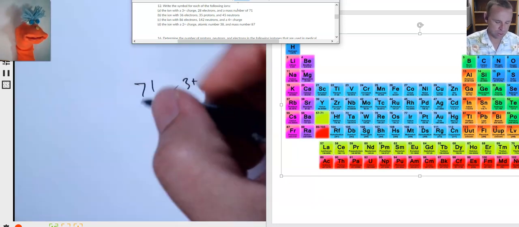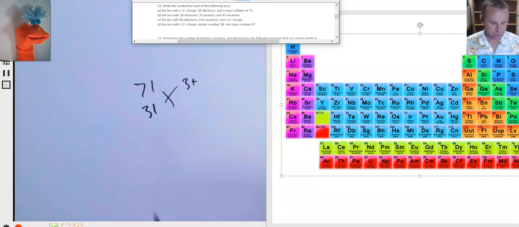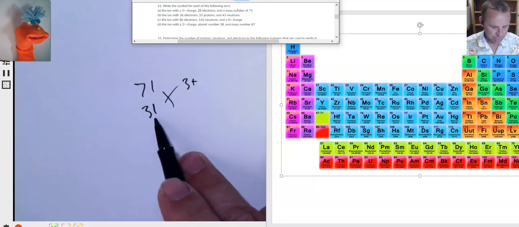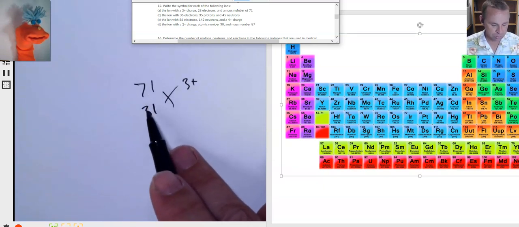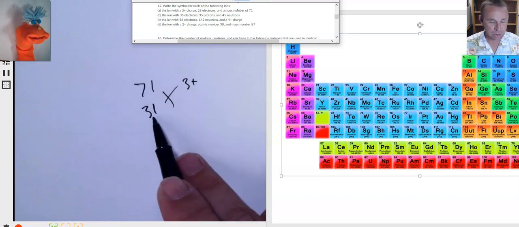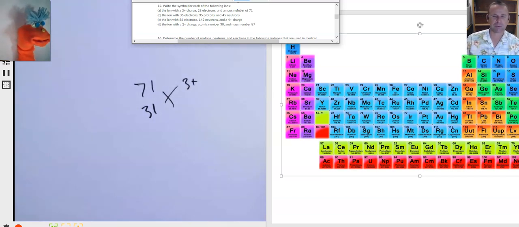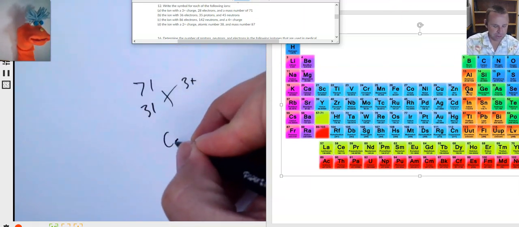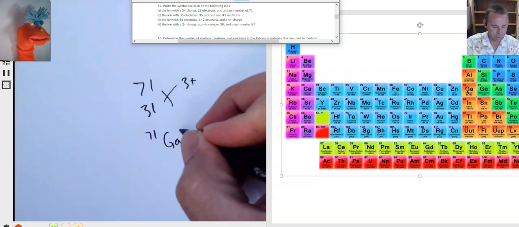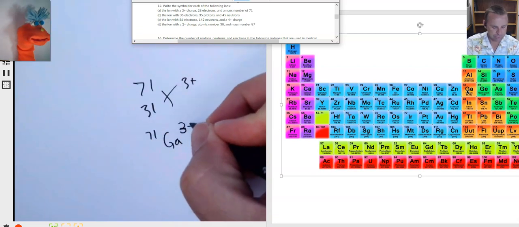So 28, 29, 30, 31 protons. 31 protons plus our mass number 71. So there's 40 neutrons, right? And a +3 charge. What kind of element? What do we put in there for X? Oh, we just look for 31. Very good. So it's gallium. So this is a gallium 71 with a +3 charge.